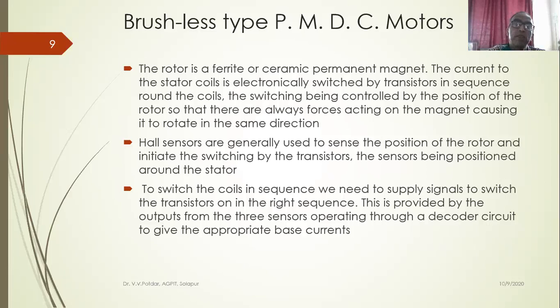The sensors being positioned around the stator, the Hall effect transducers sense the position, whether the rotor is at 0 degree, 15 degree, 30 degree. Those angular positions can be sensed by using Hall effect transducers. To switch the coils in sequence, we need to supply signals to switch the transistors on in the right sequence. This is provided by the outputs from the three Hall effect sensors, operating through a decoder circuit to give the appropriate base currents.